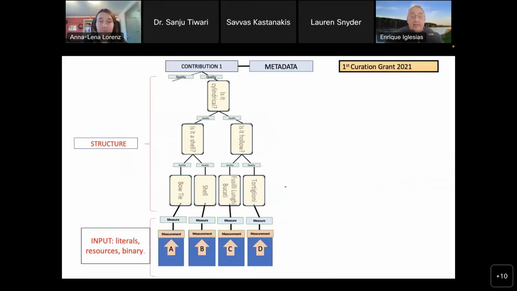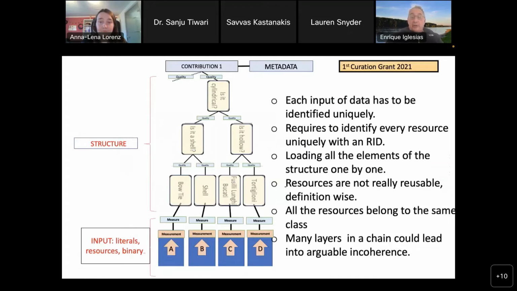So getting into a little more detail of this description that I just gave, each input data has to be identified uniquely. It requires every source to have a unique RID. So that makes the loading of the elements of the structure that you have here more cumbersome. In principle, the resources are not really reusable because you have to complement them with this RID.